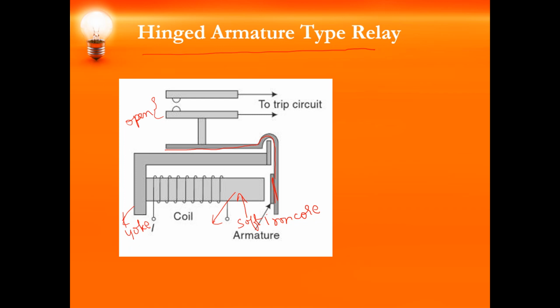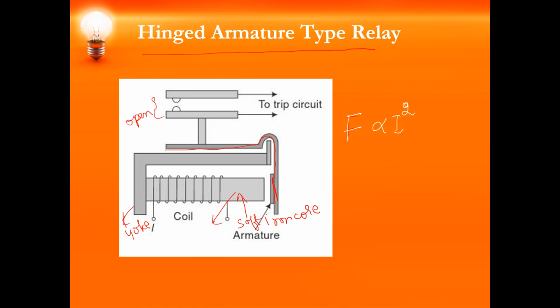So how is this going to operate? We can see that the coil which is present here is energized by an operating quantity which is proportional to the system current or voltage. This operating quantity will produce an electromagnetic force. The electromagnetic force which is produced will be proportional to the square of the flux or to the square of the current.